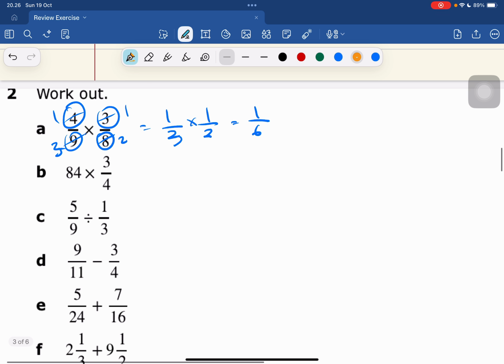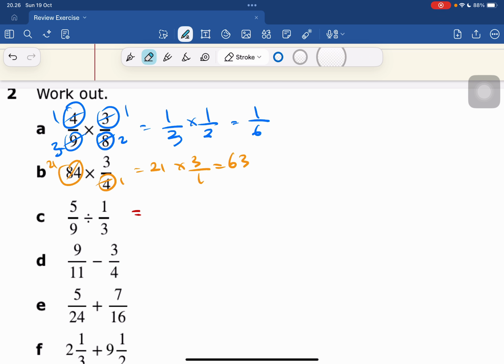Next, let's simplify with 4. Here, 84, we can divide by 4, which is 21, and this is 1. So this is 21 times 3 over 1. So the answer is going to be 63.